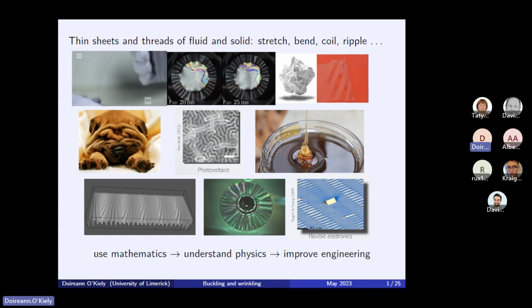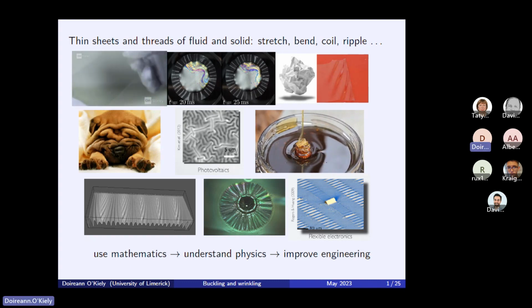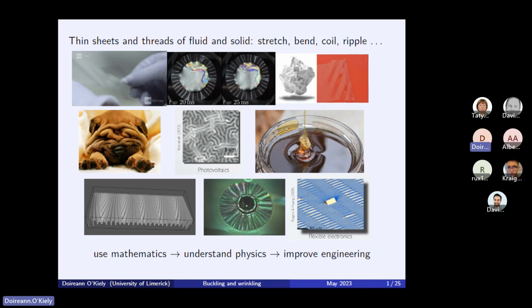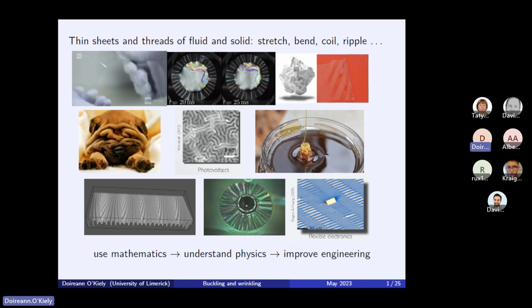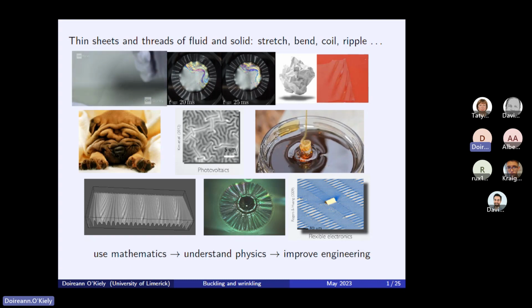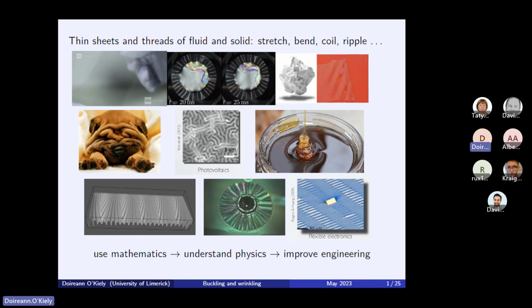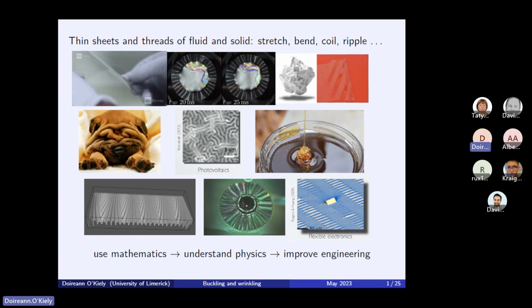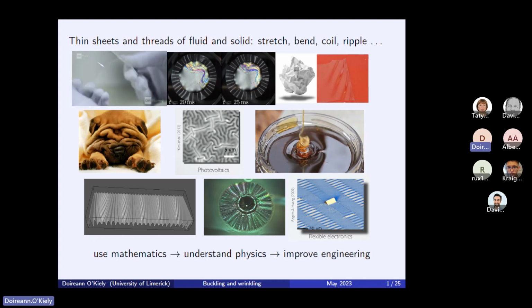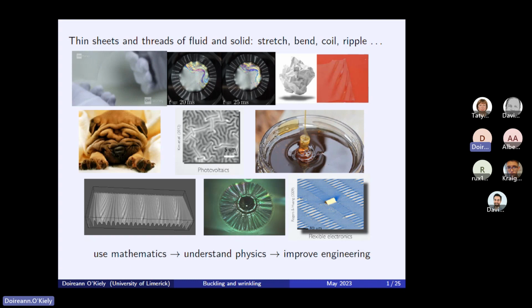So the big picture here is that thin sheets of fluid and solid and things in between buckle and wrinkle and can give you patterns and differently shaped surface profiles, and that can be advantageous for some applications. And so from a maths point of view, the big picture goal is to use maths to understand the physics of what's happening in some of these systems in order to improve your ability to do engineering.